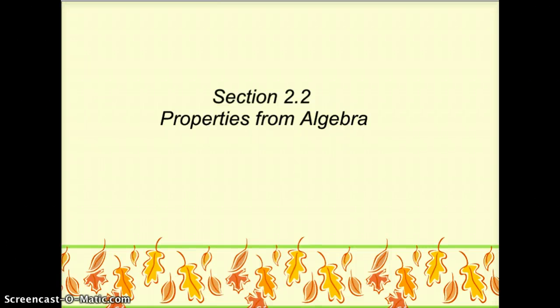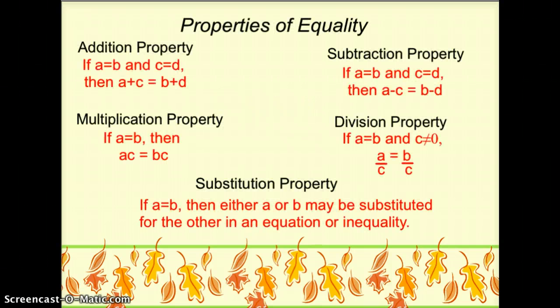Section 2.2, Properties from Algebra. There are many connections between algebra and geometry. This lesson reviews the algebraic properties of equality that will then be used to write proofs and solve problems. The properties of equality you already know.